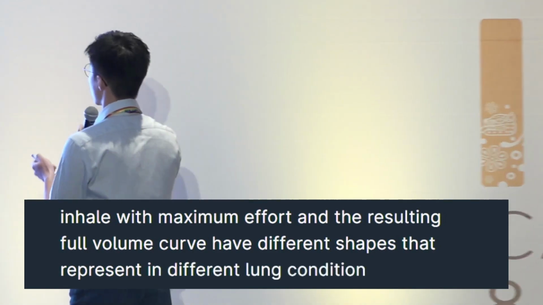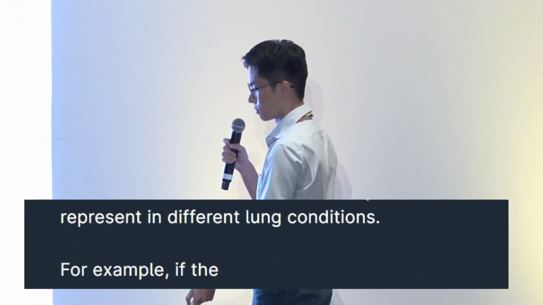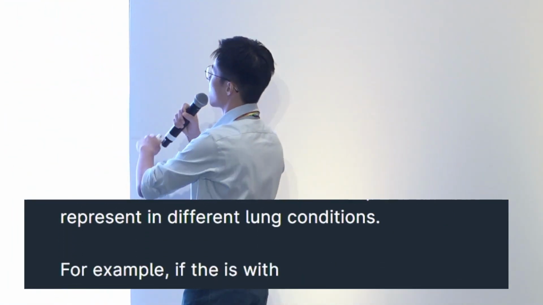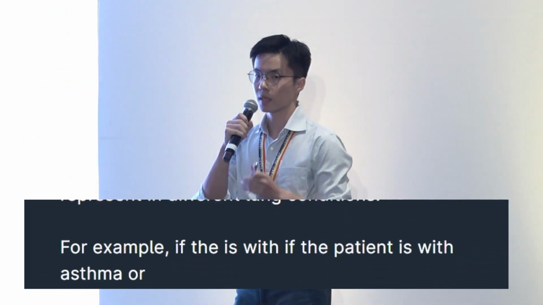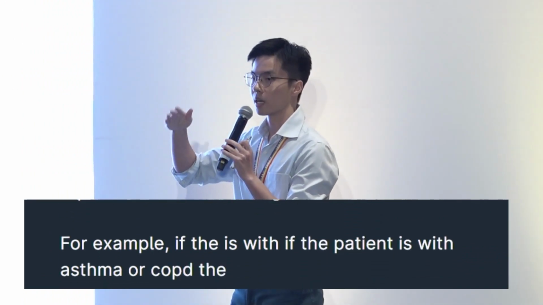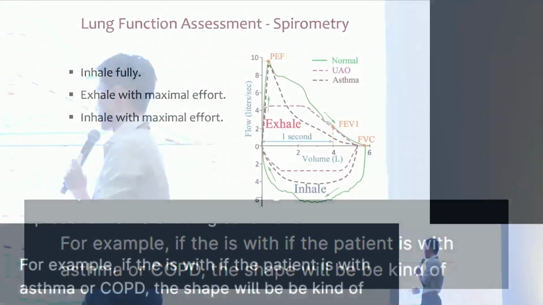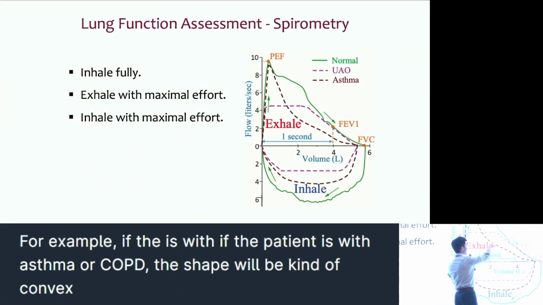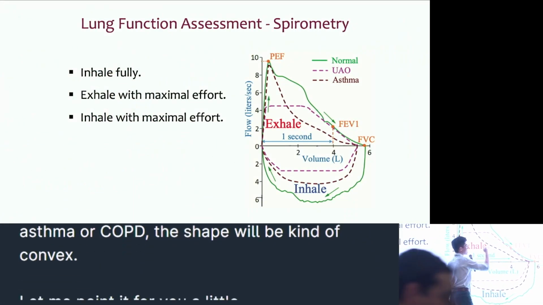For example, if the patient has asthma or COPD, the shape will be kind of convex. Let me point it out for you. A little bit more convex than the normal subject.